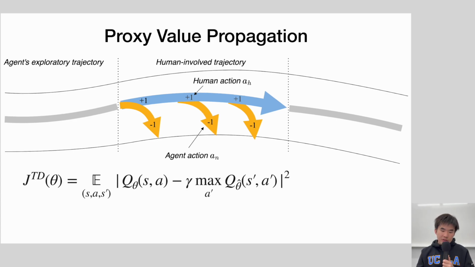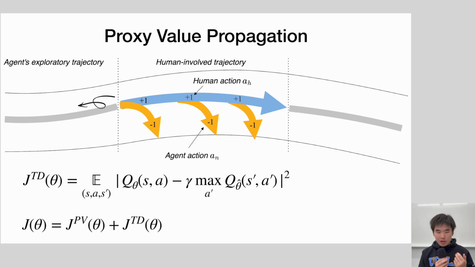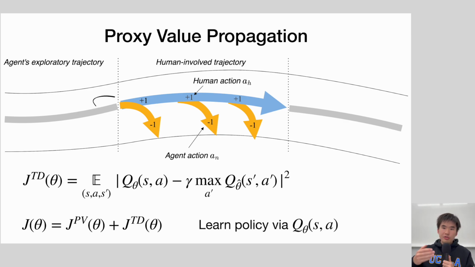And we also use a temporal difference objective to propagate this information to the whole state space. Compared to the traditional TD objective, here we remove the reward term because we don't receive any reward from the environment. So combining the TD objective and the proxy value objective, we now have the objective to train the proxy value function. In the meantime, we also use a traditional value-based RL method to train a policy using the proxy value function.